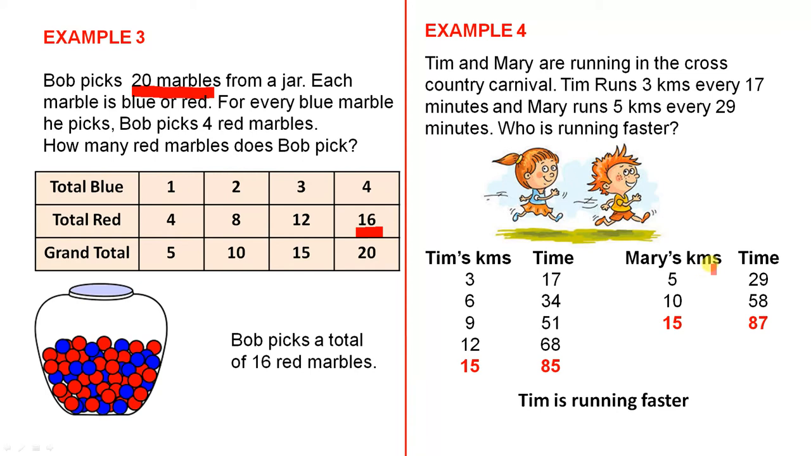Now we'll go to Mary. When she does 5 kilometres, that takes 29 minutes. 10 kilometres takes 58. 15 kilometres takes 87. So here is the common distance. 15 kilometres for Tim takes 85 minutes. 15 kilometres for Mary takes 87 minutes. Hence, Tim is running faster.